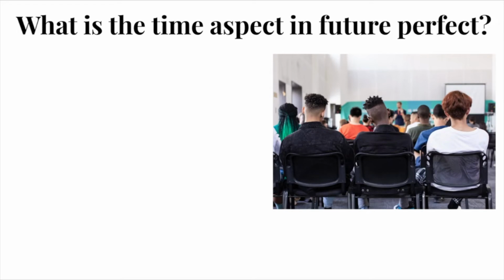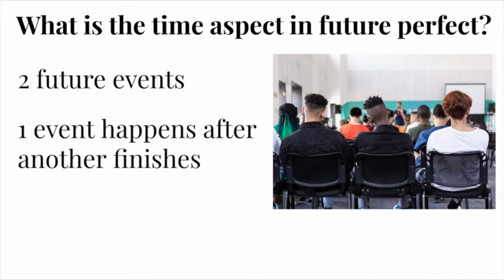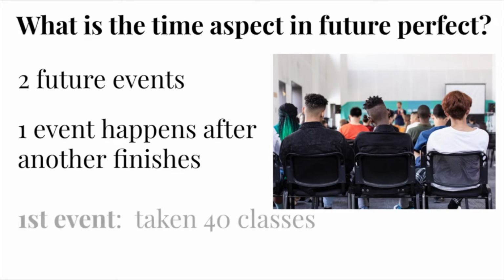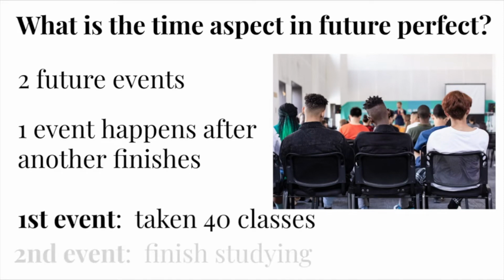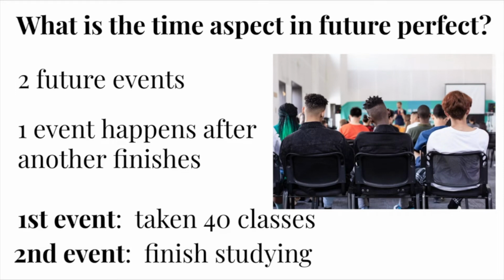What is the time aspect in future perfect? So you have two events. One event happens after another one finishes. So the first event, taken 40 classes, happens after you finish studying.